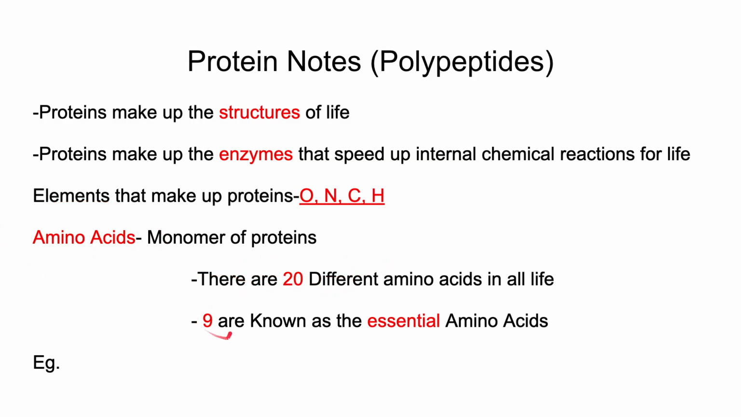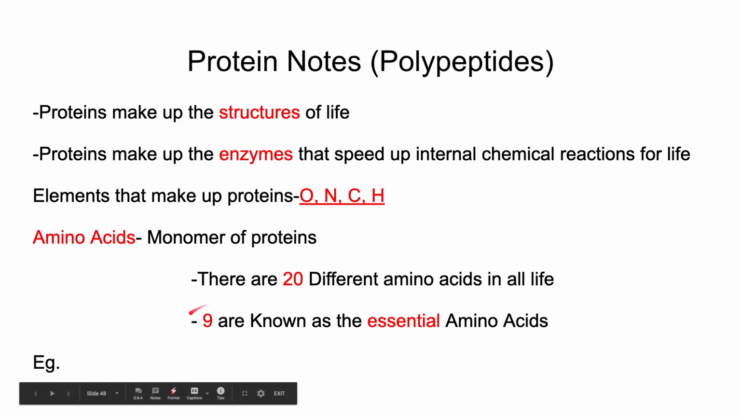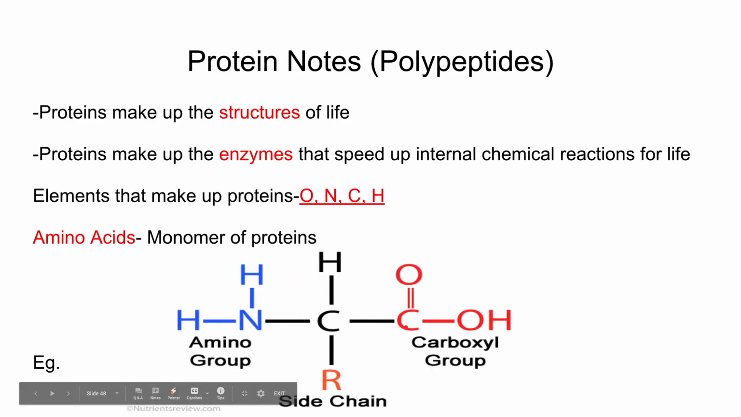However, 9 of the different building blocks that make up proteins are known as essential because we cannot make them. We must eat those 9 amino acids. And that's why they're called essential, because they're essential for your diet. But we'll get to that in a second.